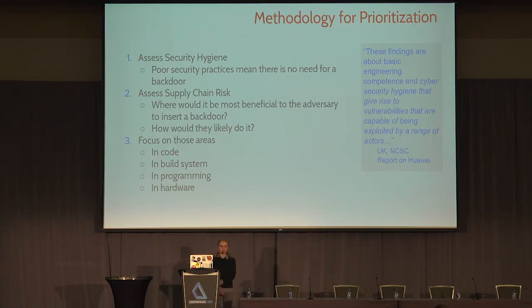And so one quote from the UK report on Huawei was, they said we couldn't really determine intentionality for any of these bugs in the chip or in the software. But these findings were just about basic engineering competence in cybersecurity hygiene. And so in this situation, there could be bug doors. It could be just really bad. But the fact that a lot of these problems with the design at all layers weren't addressed was really the critical part here.